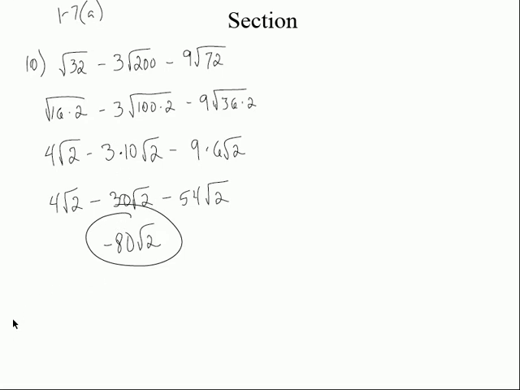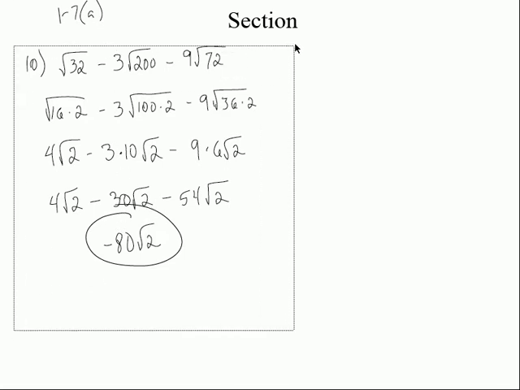Let's try another one. 11. All right, see what that looks like. Oh, okay. We're doing a little FOIL method here. So 7 minus the square root of 11, and then square root of 3 plus square root of 3.